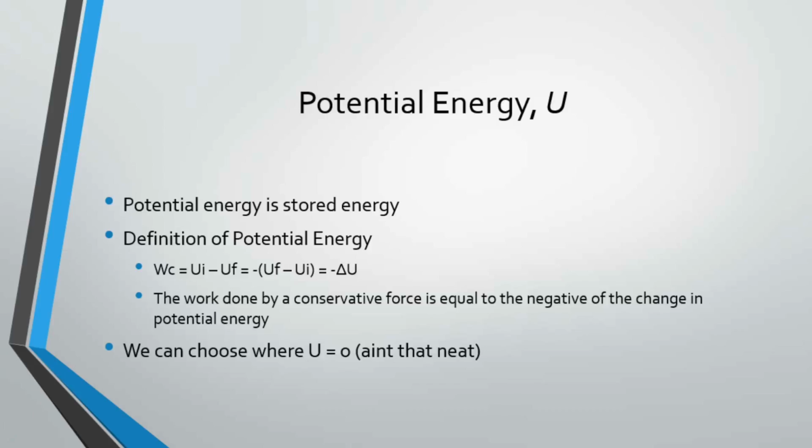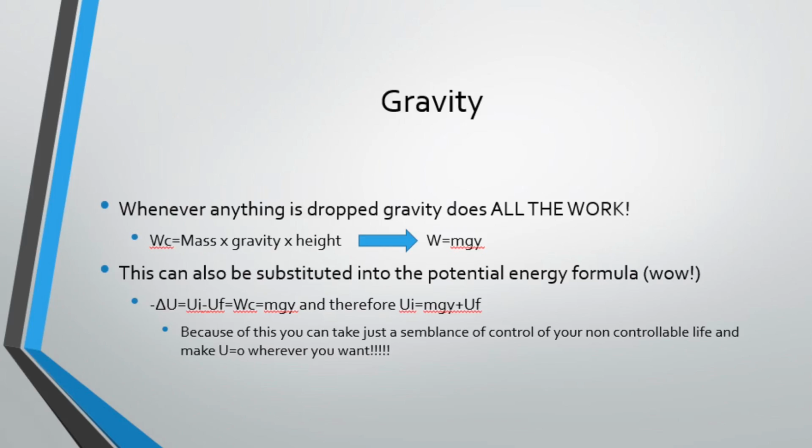Another neat fact is that you can choose where U equals 0, so make sure you choose points that are reasonable and don't make you do extra math. So now we're going to apply potential energy to gravity. When anything is ever dropped, gravity does all the work. This is represented in the equation Wc, which is the work done by the potential force of gravity, equals mass times gravity times height, simplified to W equals mgh.